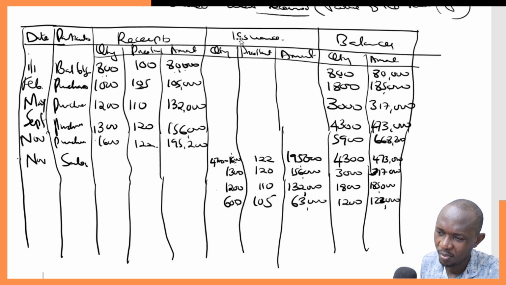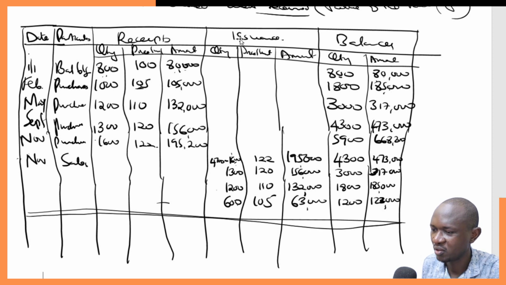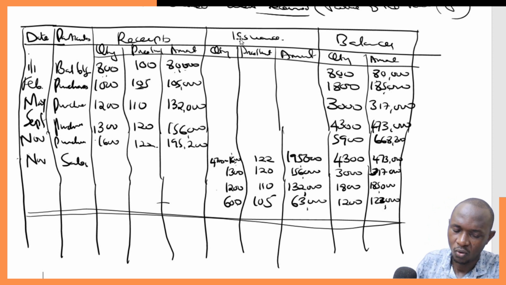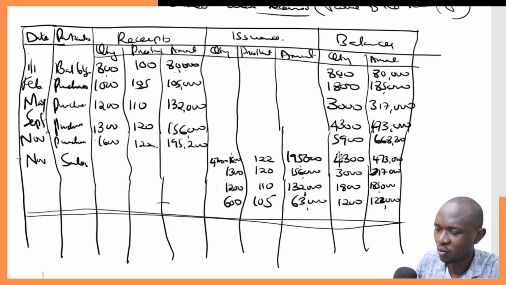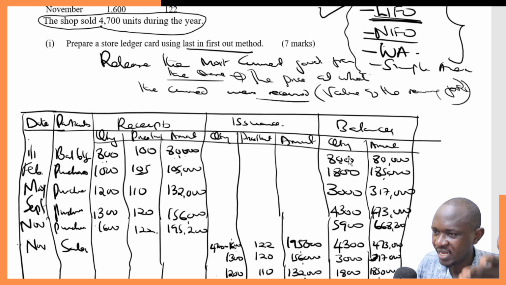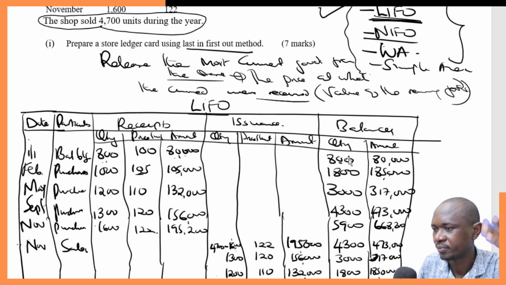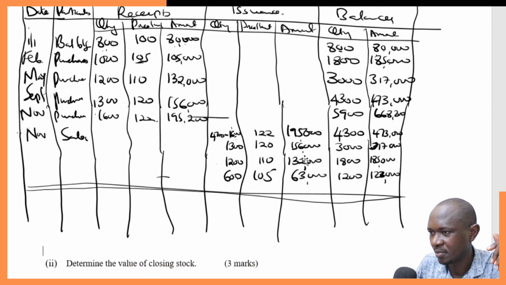So that is the end. We have already done everything that we are supposed to do. That simply becomes the end of this journey. We've released the entire 4,700 units, and so this becomes the store ledger card having applied the LIFO method. So that should give you 7 marks.